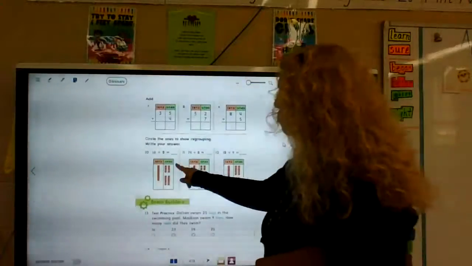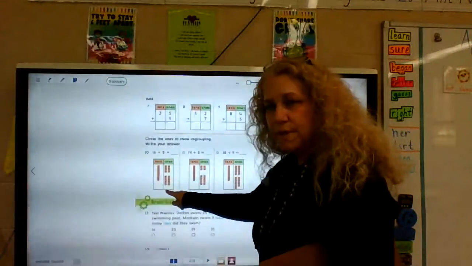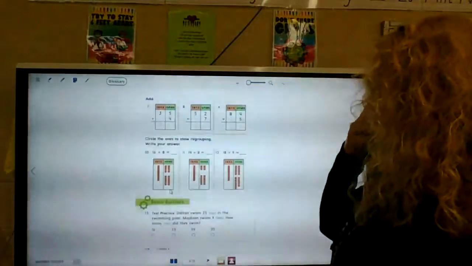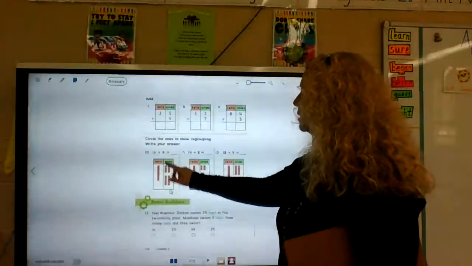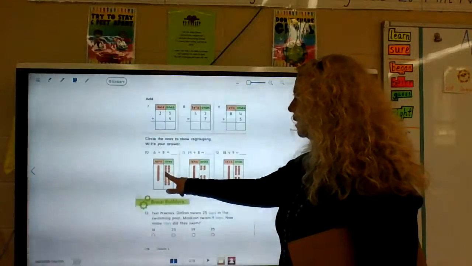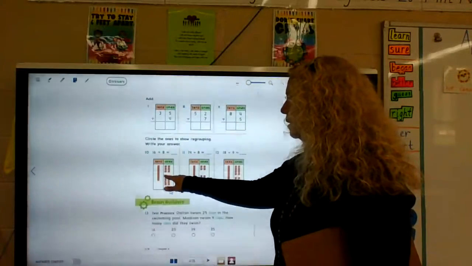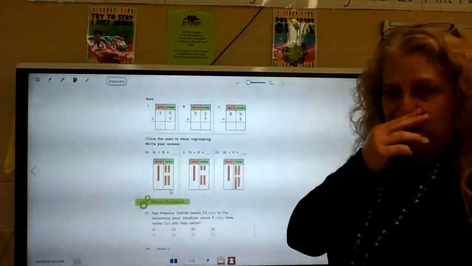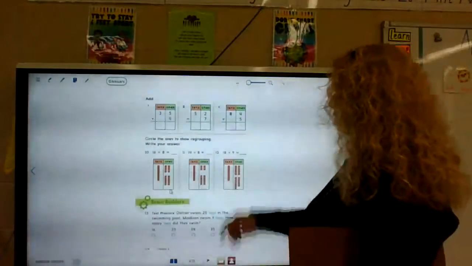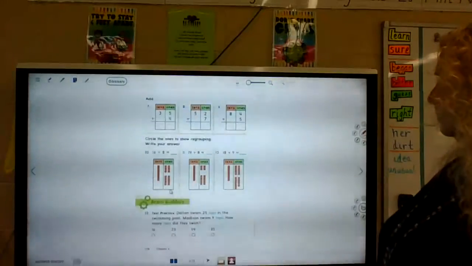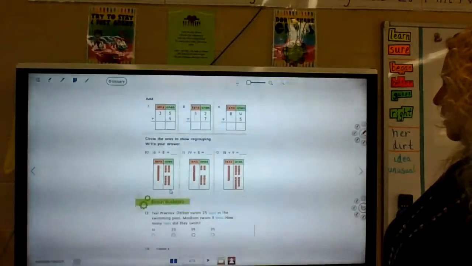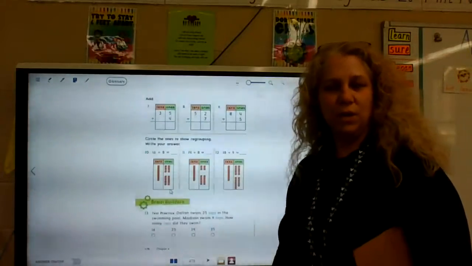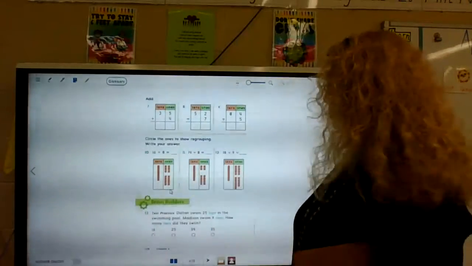You're going to count out 10 and circle them to make another 10. Write your answer. So you're doing 16 plus 8. So there's 6 and 8 more. Circle 10, make it a 10, and then count what's left over and write your answers. Go ahead and pause me and do those so you can take all the time you need.